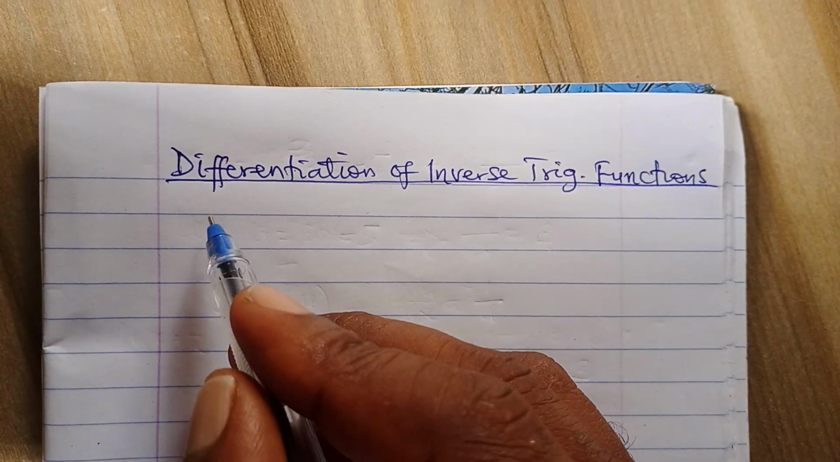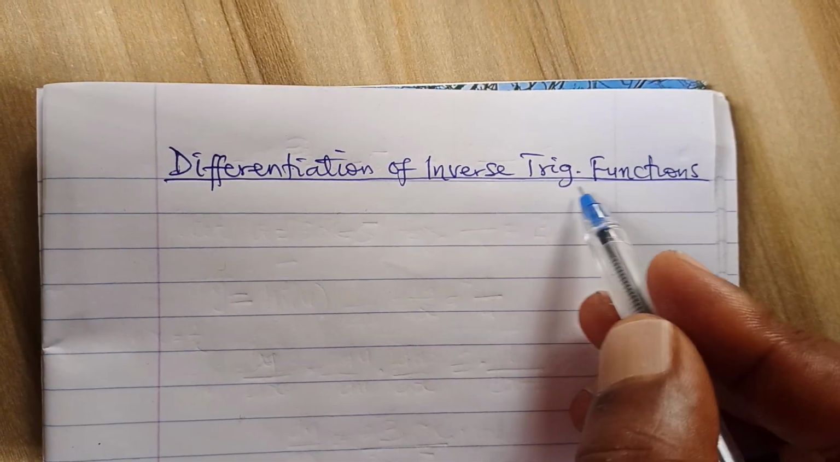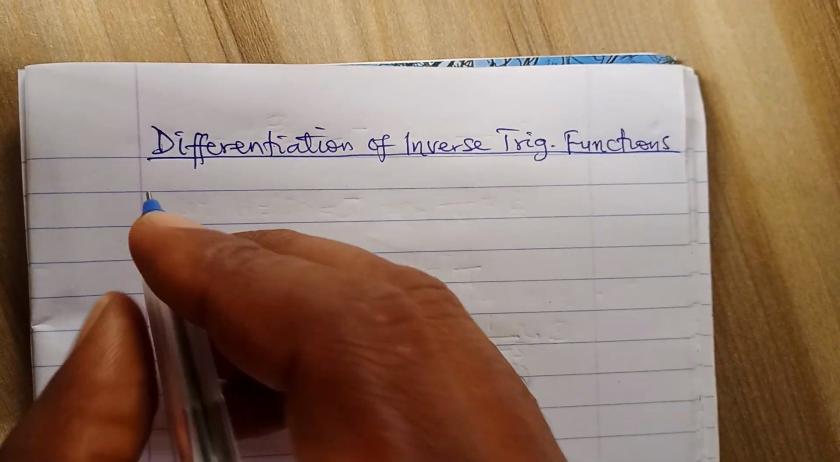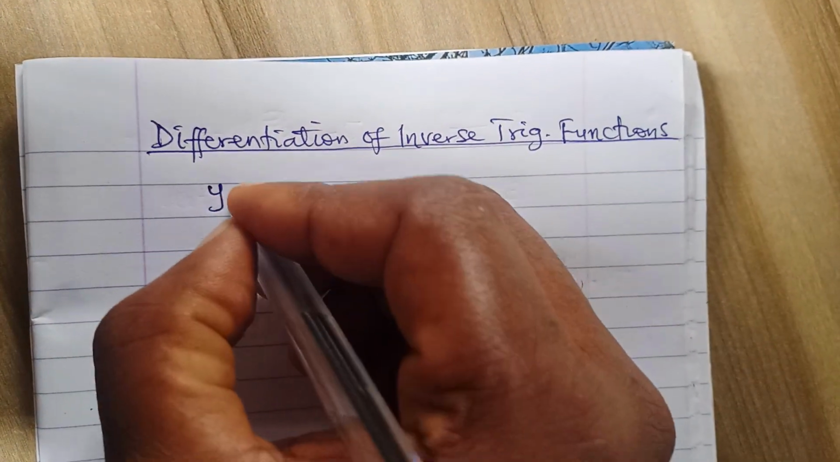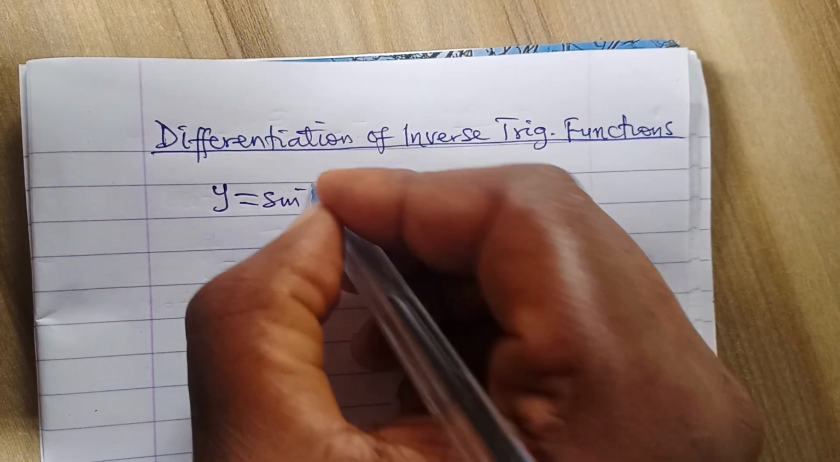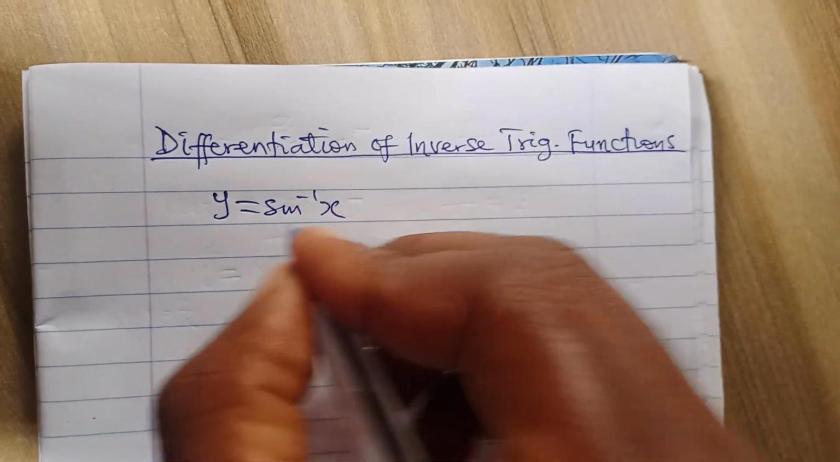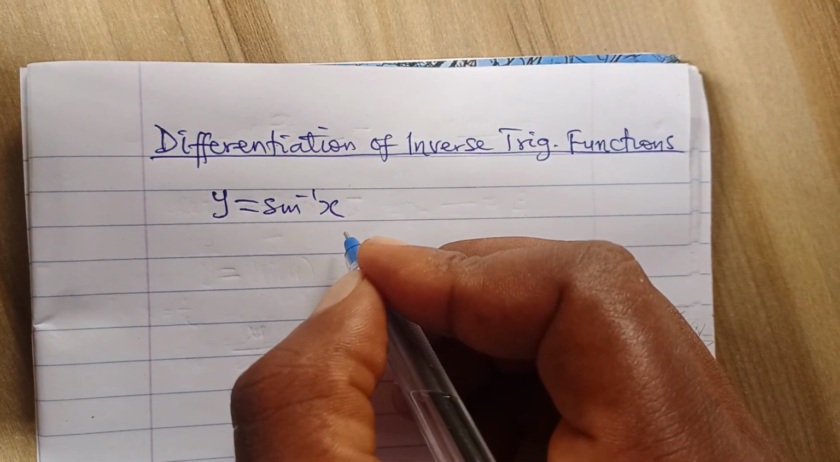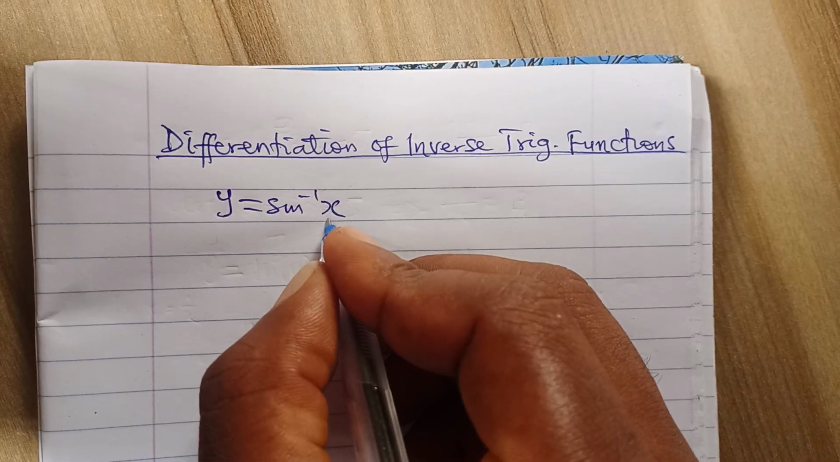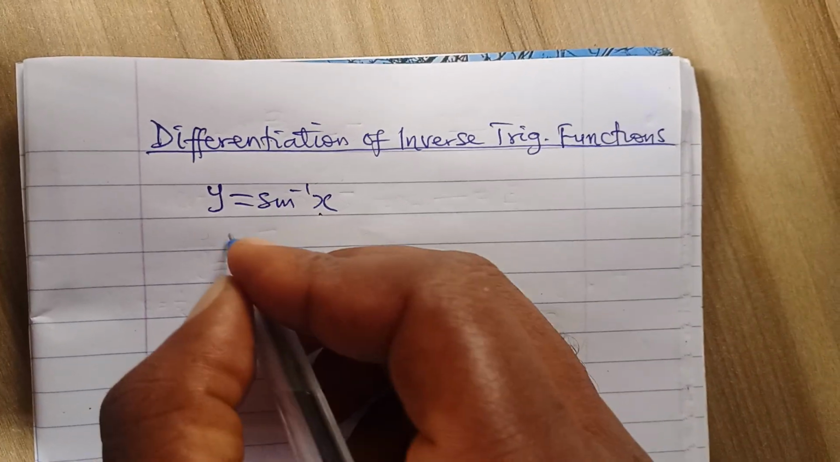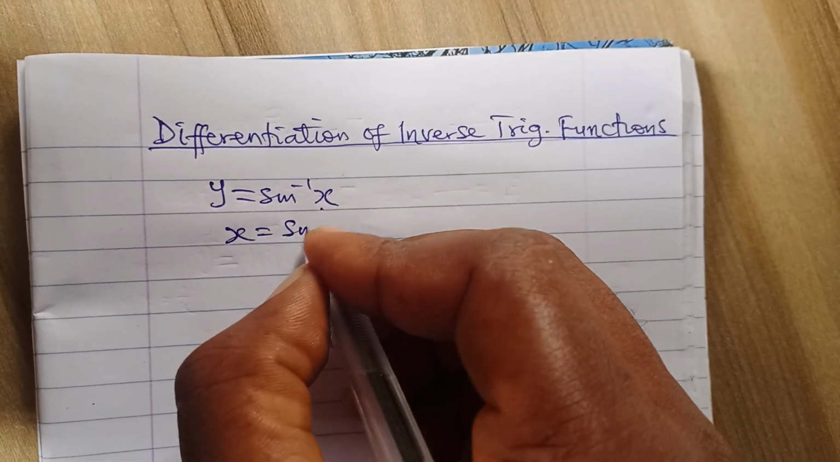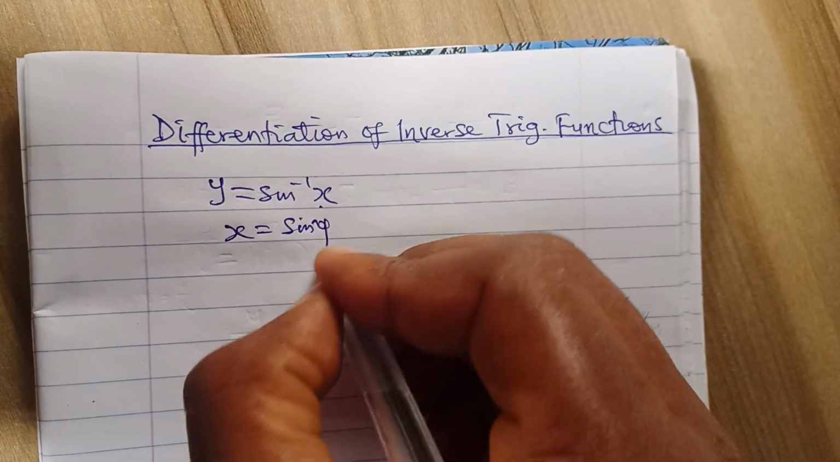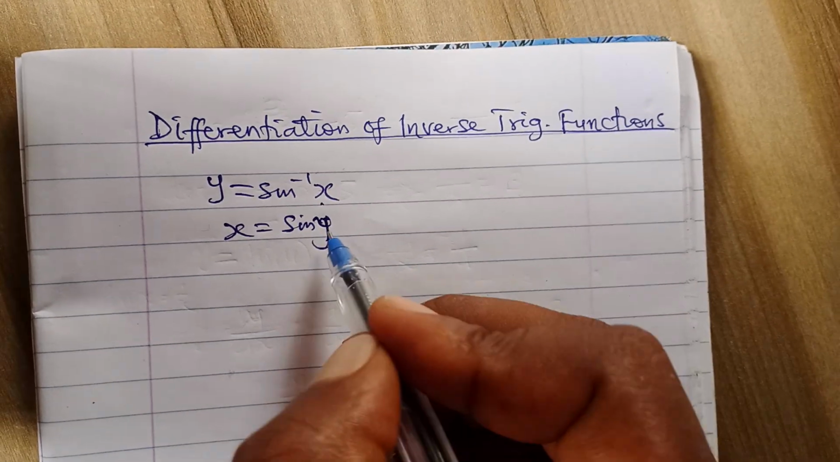In this video, we want to look at differentiation of inverse trigonometric functions. If, for example, we say that y is equal to sine inverse of x, then we want to find dy/dx. First of all, if we make x subject of the formula, x will be equal to sine y.